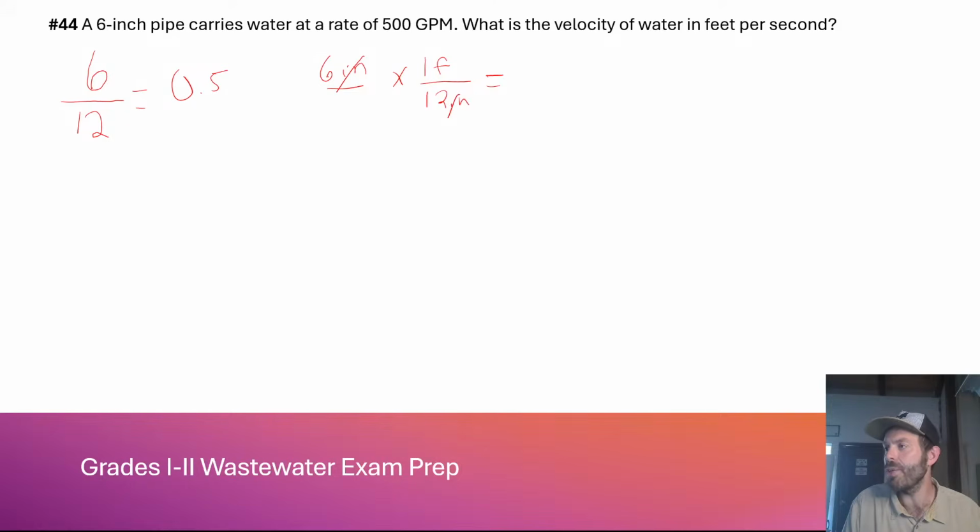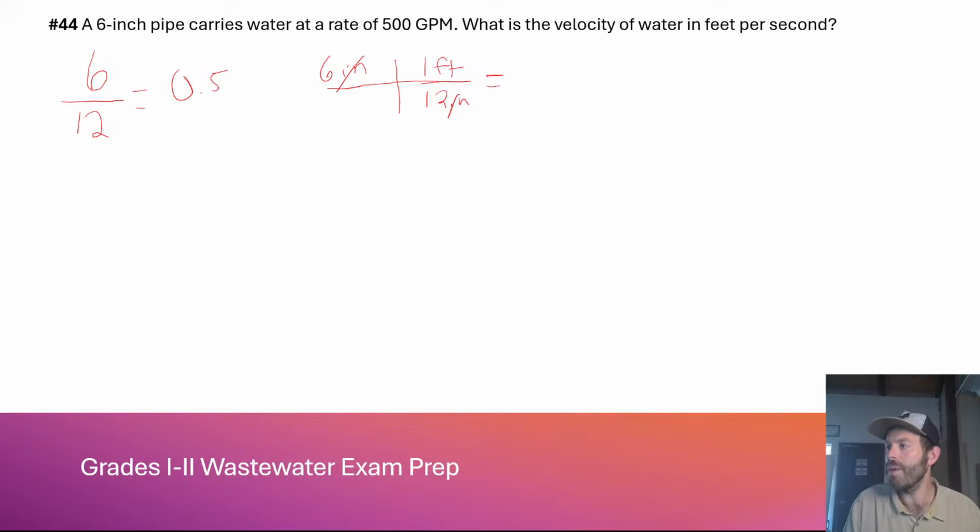6 in this situation, I'm left with feet. The inches cancel out. 6 divided by 12 is 0.5. Some people do this because the multiplication sign kind of screws them up. They do this, and they call it the monorail or the railroad. However you want to do it, it's fine. I don't really care. So 0.5 feet.